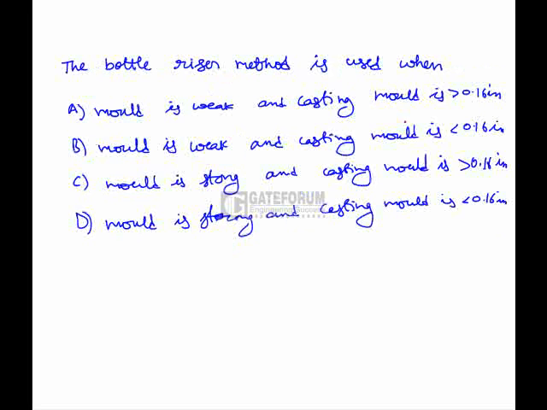Razor method is used when, here the options are: A, mold is weak and casting mold is greater than 0.16 inches; B, mold is weak and casting mold is less than 0.16 inches; C, mold is strong and casting mold is greater than 0.16 inches; D, mold is strong and casting mold is less than 0.16 inches. Here the right answer is mold is weak and casting mold is greater than 0.16 inches, and the correct option is A. A is the right answer.